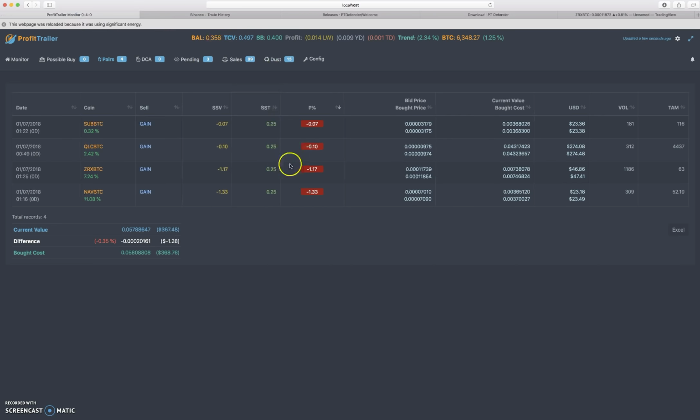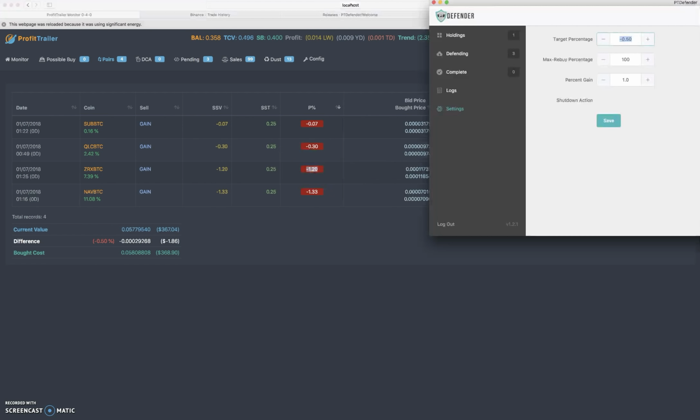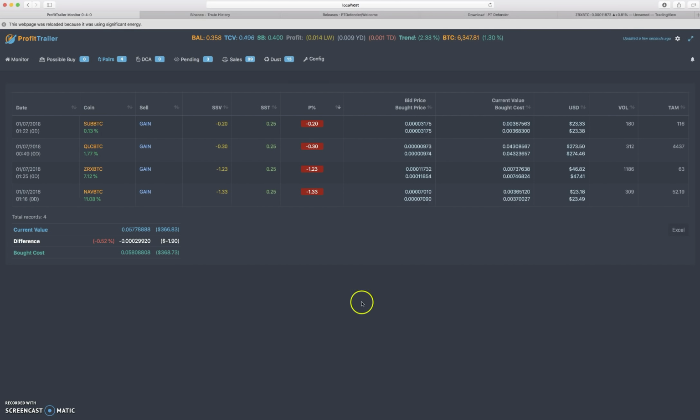And so when we look at ZRX, the price action has clearly fallen in a very short amount of time. Our target percentage was set to like 0.5 or something like that, so it's not completely perfect. The markets are going to move, and this is why your buying strategies are very important. So this brings me to my next topic, which is my buying strategies, which I'm trying to find here.